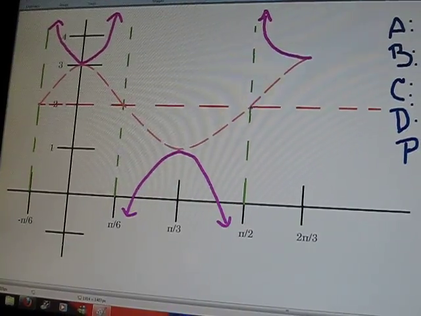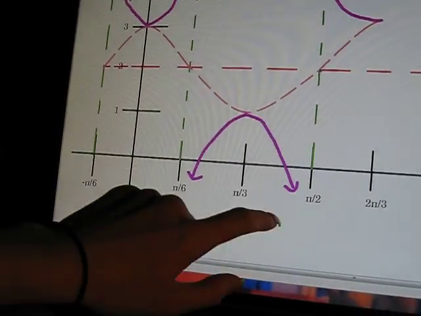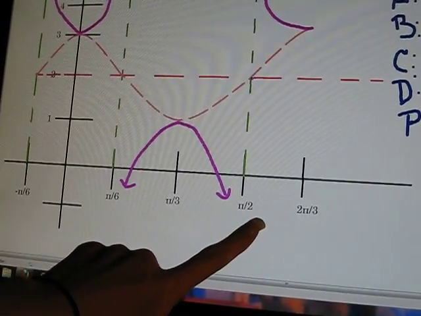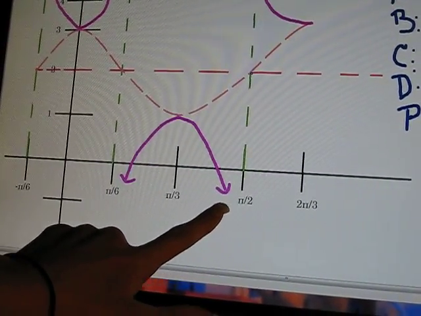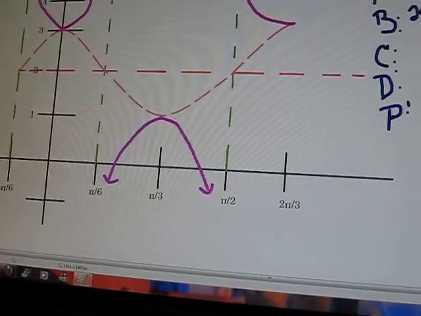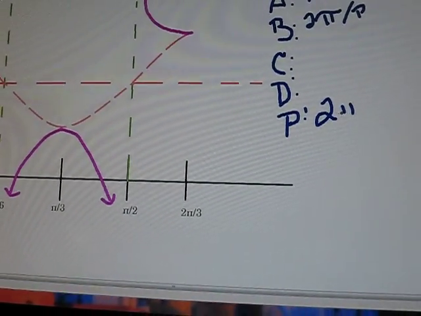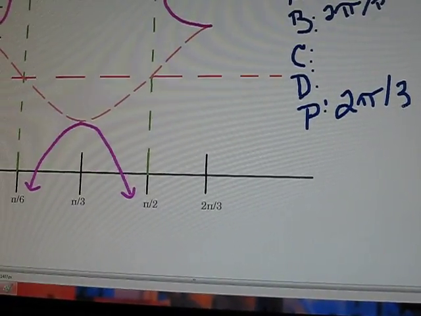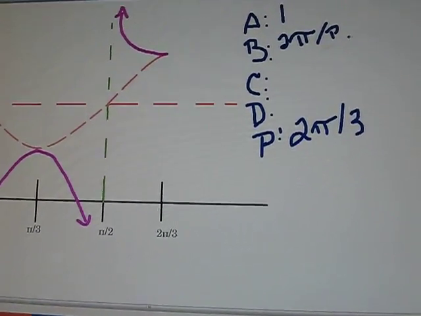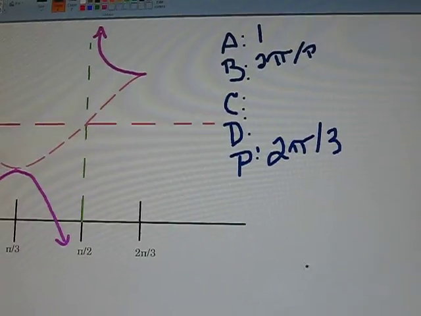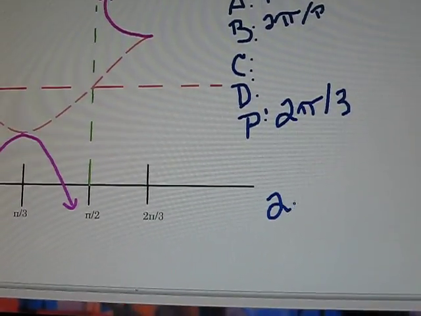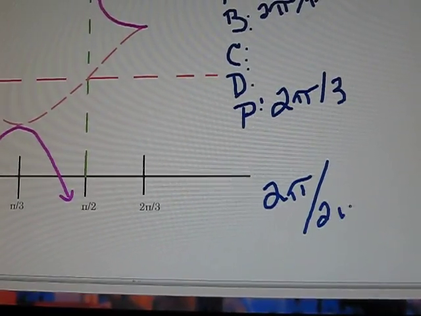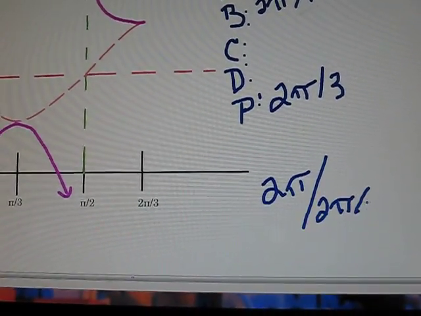And 1 full period goes from negative pi over 6 to pi over 2, which is 2 pi over 3. Alright, so the period is 2 pi over 3. Okay, now we must calculate that. So we plug in 2 pi all over 2 pi over 3.